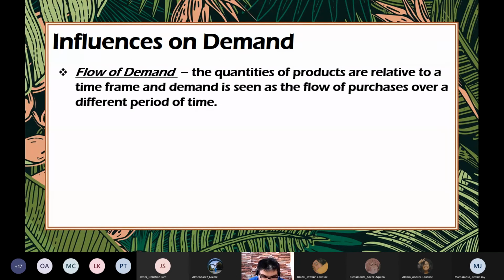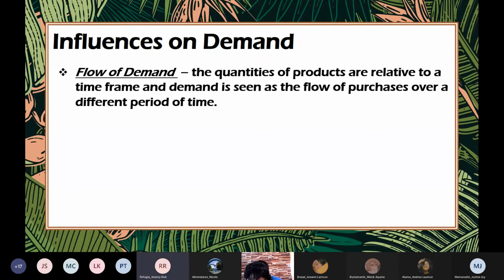Lalaki muna, lalaki muna. Mr. Lagdameo. Flow of demand. Lagdameo. Sira pa rin ba yung mic mo? Okay, hanap pa tayo sa... Mr. Refugia, kindly read flow of demand.